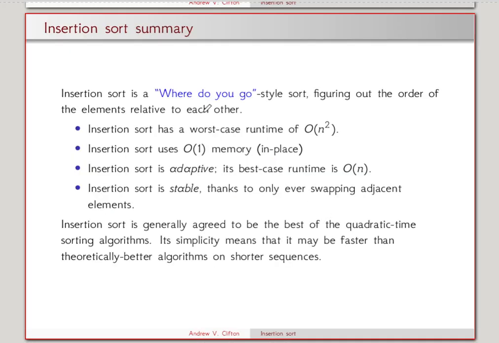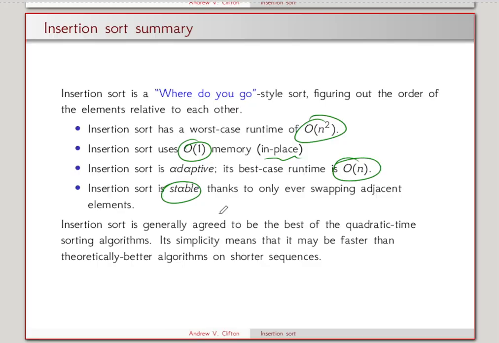So insertion sort is kind of like a where-do-you-go type of sort, figuring out the order of the elements relative to each other, but everything is stable until it hits the end here. So it has a worst case runtime of n squared, like all of these that we're talking about right now. It uses a constant amount of memory because it's an in-place algorithm. It's adaptive because we have that break in the inner loop there like that. And because we don't swap things that are far apart, it is stable, like it's safe to use in a multi-stage sort here.